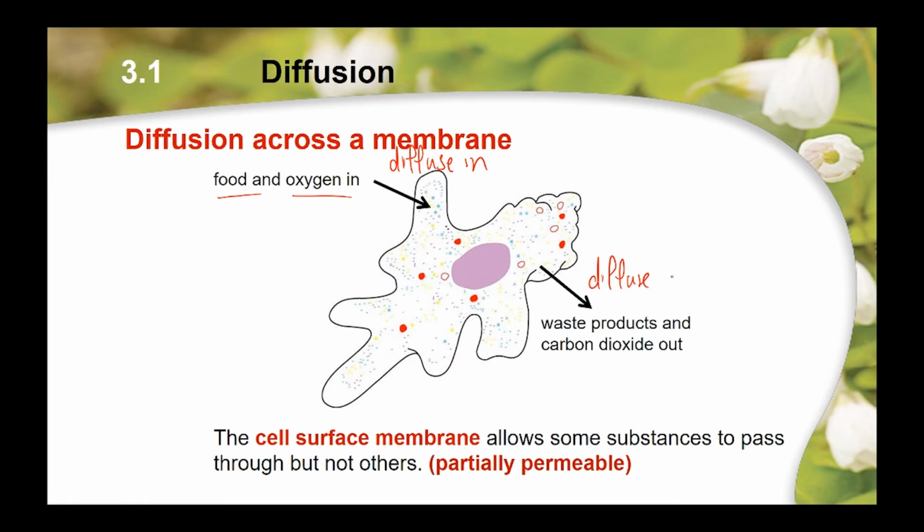Now this actually tells us that diffusion allows the cell to obtain whatever nutrients it needs, and at the same time remove whatever waste products that it has produced. And do remember, this entire process does not require any form of energy, because particles by themselves are able to do so through the concentration gradient from a high concentration towards a lower concentration.